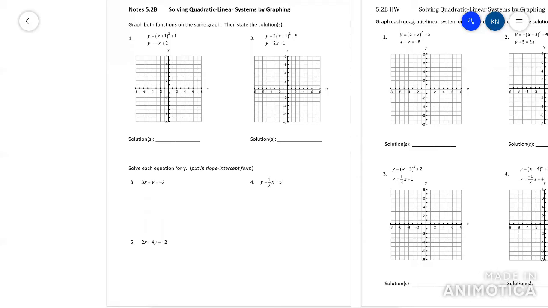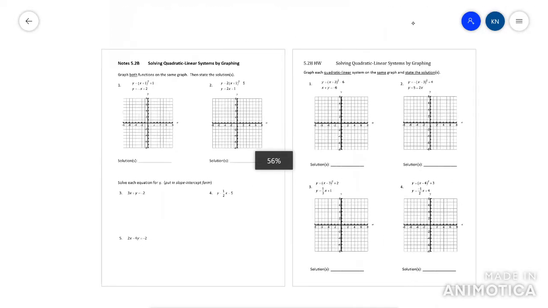Okay, this video is going to go over solving systems by graphing, specifically quadratic linear systems. What that means is you're going to have one equation that's a quadratic, like this, and one equation that's a linear. And basically, you're going to find out where these lines crisscross. So let's go ahead and get started here.